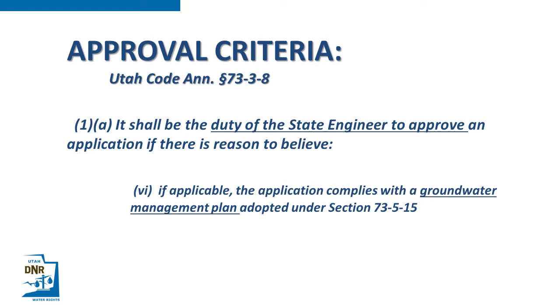It should be noted, as outlined in Utah Code 73-5-15, if there is a groundwater management plan that has been adopted in the area, the application must comply with that groundwater management plan. There aren't groundwater management plans in every area of the state, but wherever they have been adopted, the application must comply with its provisions.